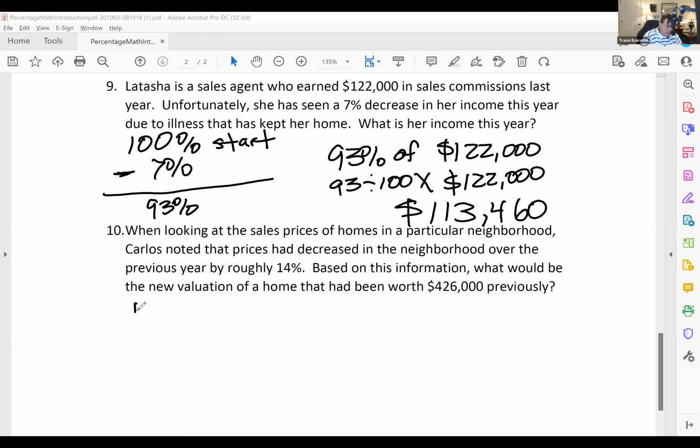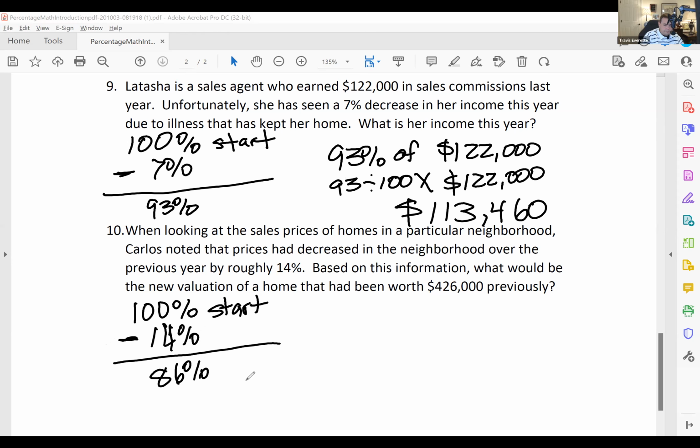That's a decrease of 14%. Well, our starting point is always 100%. That part does not change. A decrease is subtraction, so we went down by 14%. And you can certainly use your calculator and just go 100 minus 14. If you don't know that off the top of your head, that's 86%. So what we're working with here is 86% of the previous value, which was 426. 86% of what we started with, and we started with $426,000 in value.